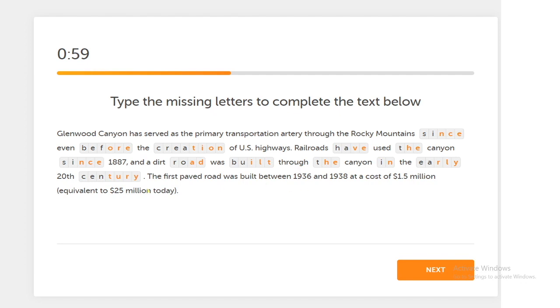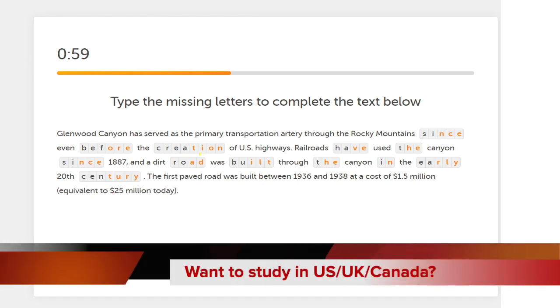So I guess since, before and creation, you can make out these words because creation is कुछ बनाना. So creation of US highways. So highways are created or constructed. So since the first four letters were given, obviously the answer "constructed" नहीं हो सकता था, so "creation" is the right word.